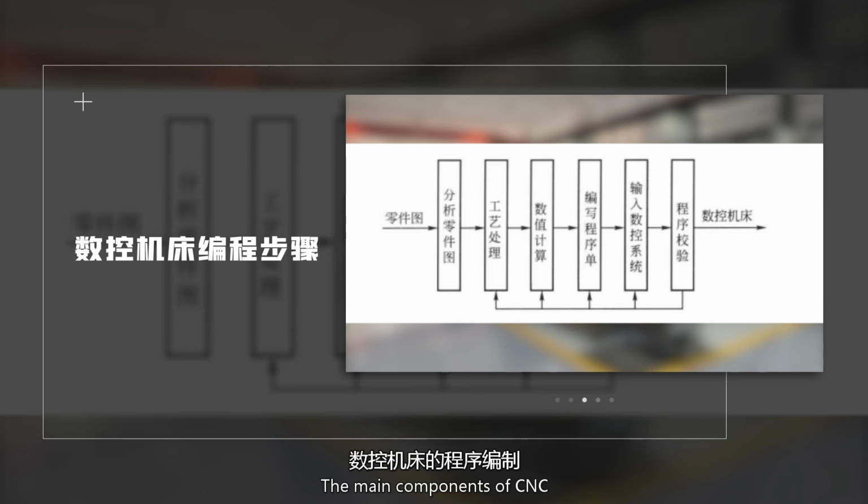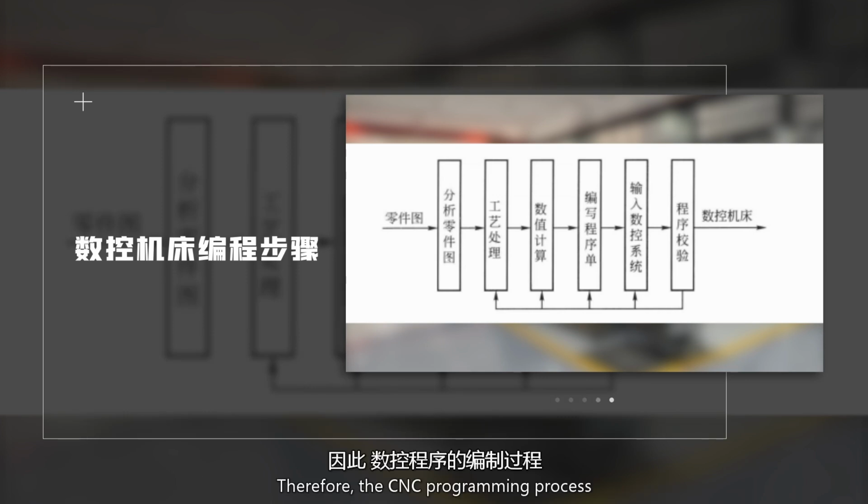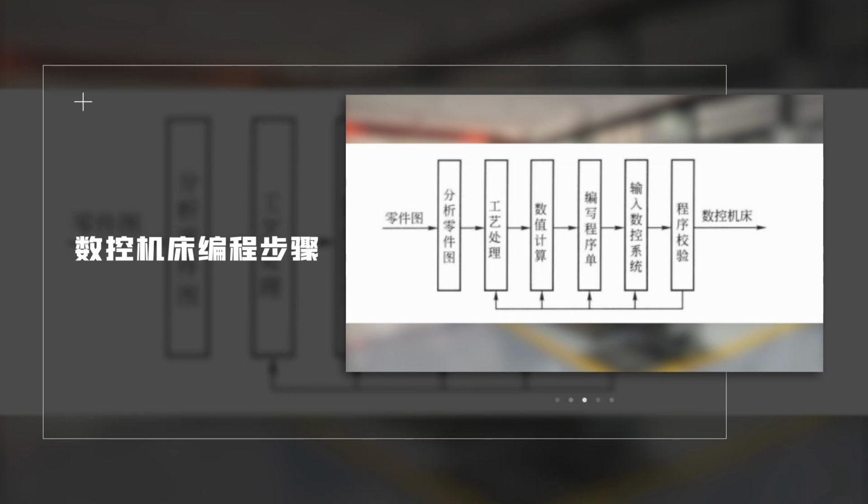The main components of CNC machine tool program preparation include analyzing part drawings, process planning, numerical processing, writing the program sheet, inputting the program into the CNC system, and program verification. Therefore, the CNC programming process refers to the entire process from analyzing part drawings to program verification.